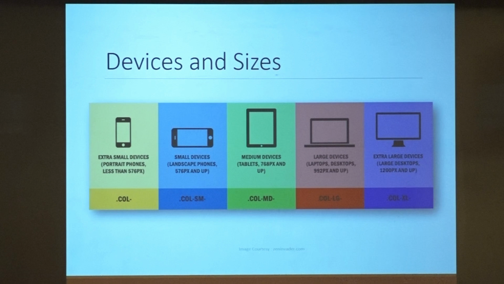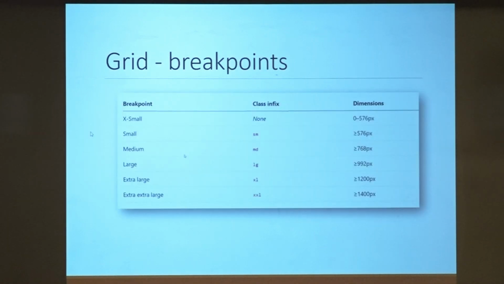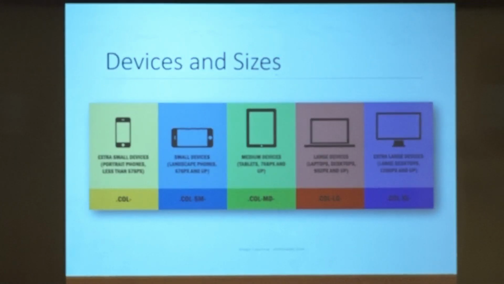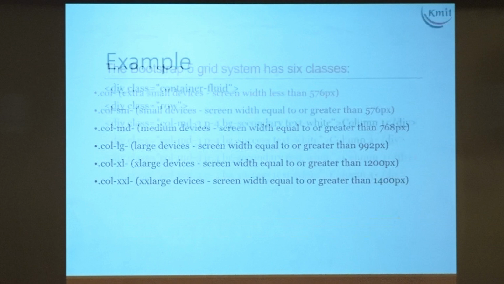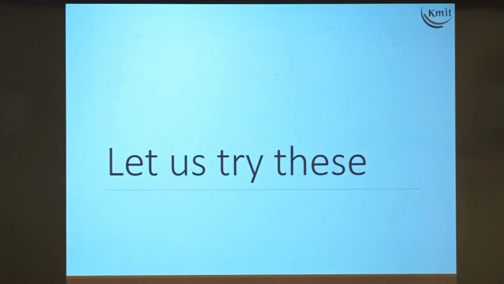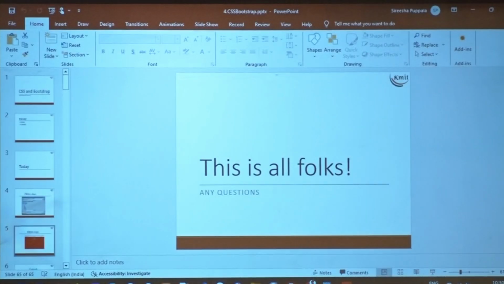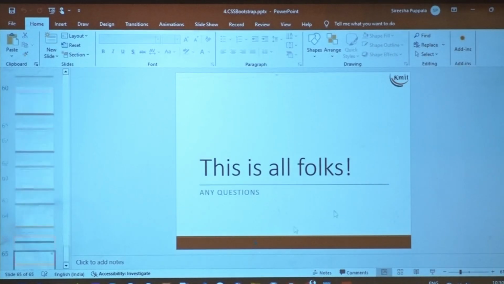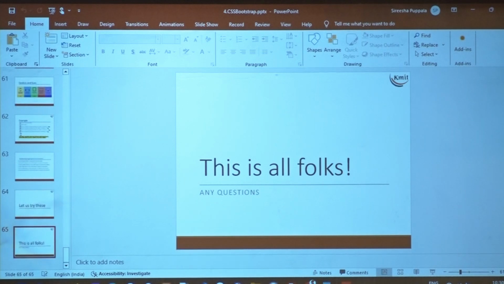The bigger things are for town hall. You see that extra large there, extra large is greater than 1400 pixels. I'll share the PPT, so you have nothing to worry about. So this is the example there. These are the different grid system classes. Okay, so that was about Bootstrap, but there is one last thing and we can move on.